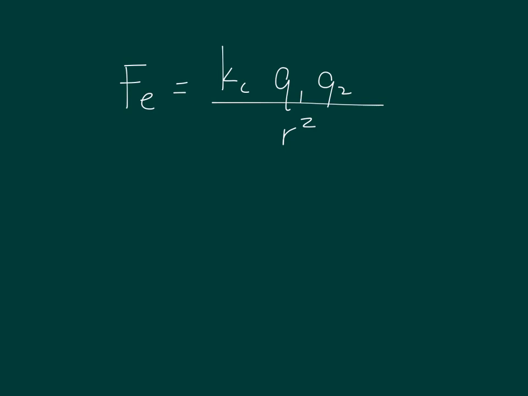Some students in the past have memorized, if I get a negative answer, it means attractive, because attractive can only come about when you have a positive and a negative charge, and a positive here and a negative here would lead us to a negative answer. Now, if you want to remember that, that's fine, but that is only true for a two-particle system. For a three-particle system, we have to look at a free body diagram to understand what is physically happening. Let's look at an example of that. So let's say we've got three particles arranged in the following format.